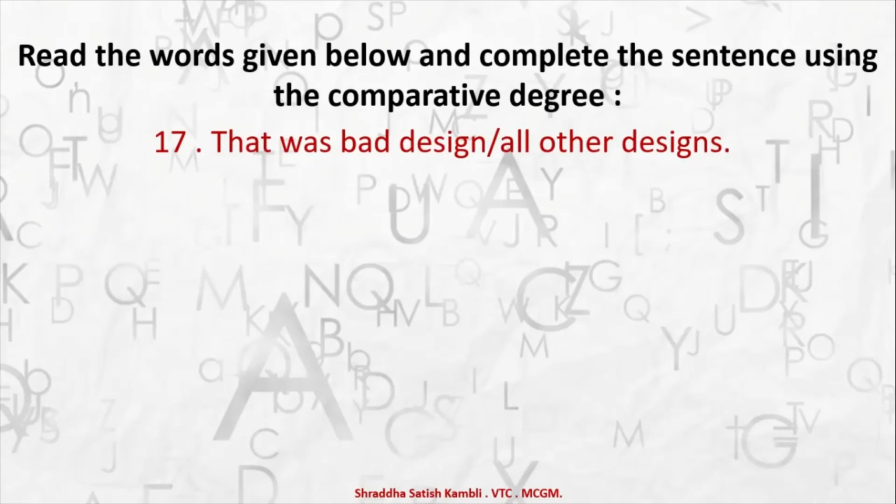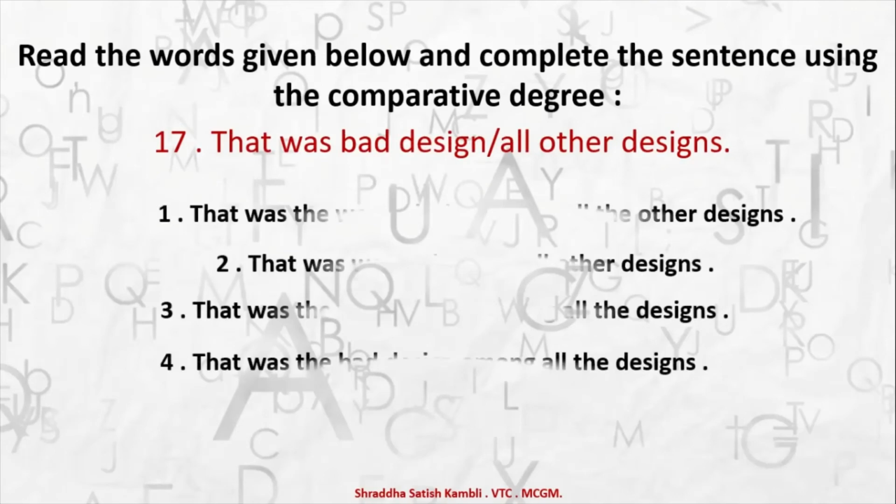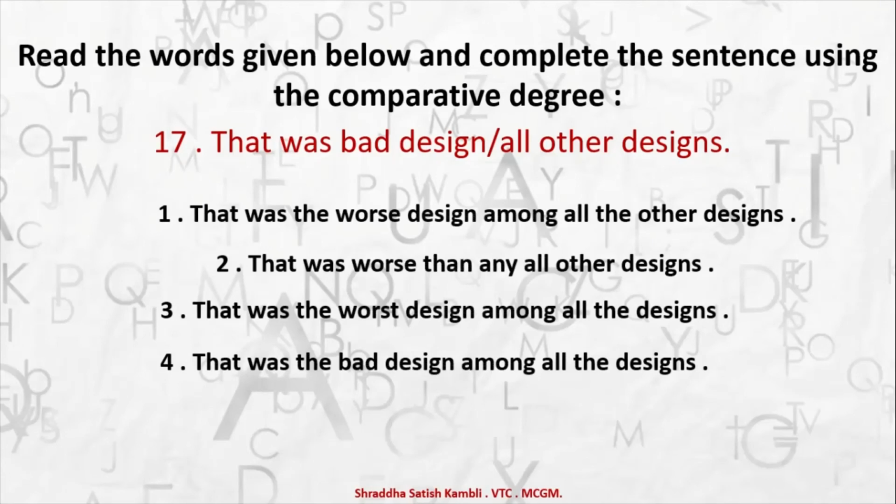That was bad design, all other designs. So we're comparing some designs here. That was the worst design among all other designs. So see, bad is the positive form. In comparison, it becomes worse. That was worse than all other designs. That was the worst design among all the designs. Now here again, it is the superlative form.